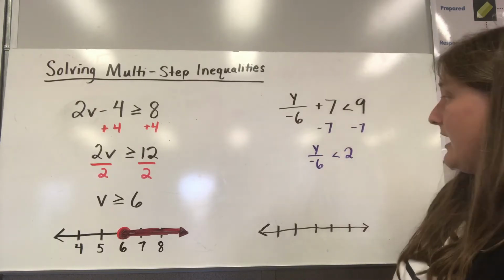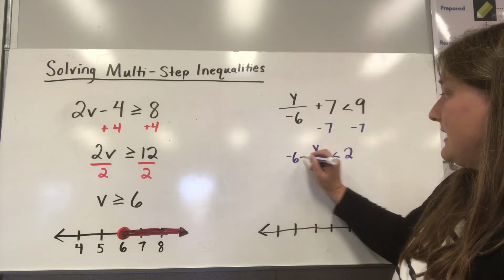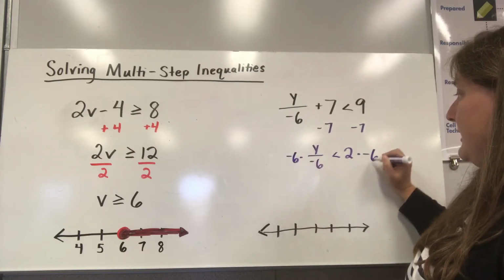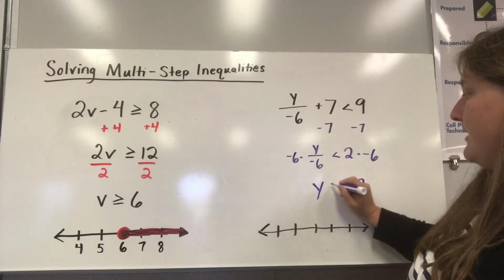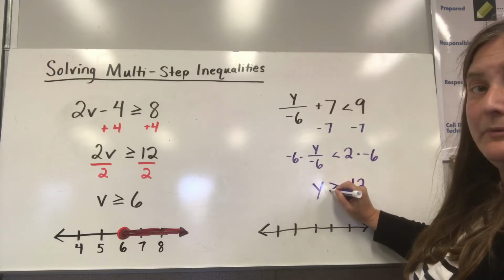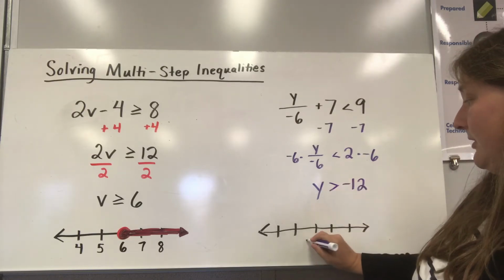Now to isolate y, I'm going to multiply each side by negative 6, and since I'm multiplying by a negative, I'm going to have to remember that in my solution, I want to reverse my inequality symbol. So I flip this symbol.